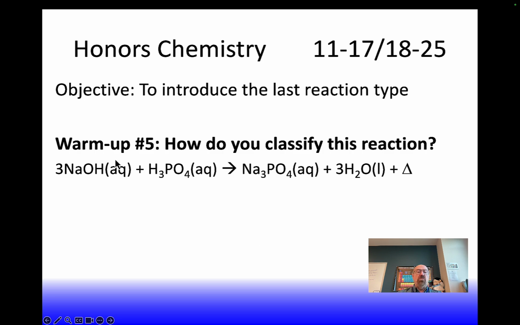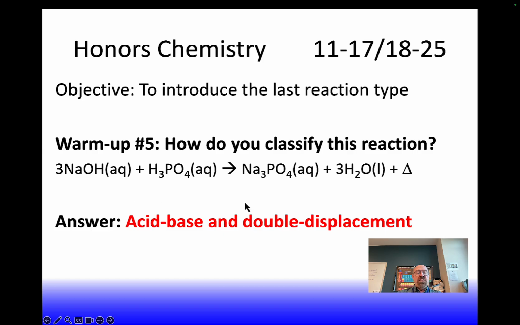And we're going to have to talk about what an acid and a base is. Anything that begins with a hydrogen ion, we already know is an acid. We know how to name it from the nomenclature unit. Anything with an OH, as you'll see, is a base, and we'll go in through and define that a little bit better. But the key thing here is that this is an acid base and a double displacement reaction.